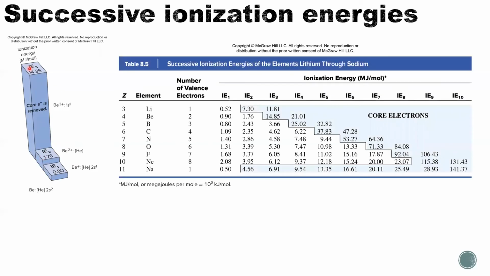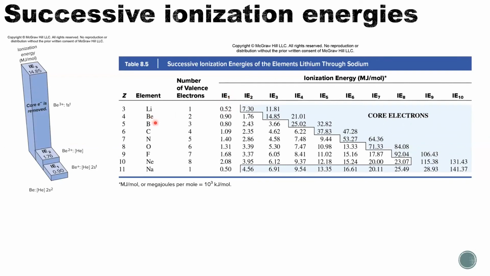So when you're removing an electron from different orbitals, a different principal quantum number, there's a huge increase in the ionization energy. You can also see that trend in table 8.5, successive ionization energy of the elements lithium through sodium. Lithium has one 2s electron, and then two 1s electrons. So if you take away an electron, moving from the 2s to 1s orbital, there's a huge jump.